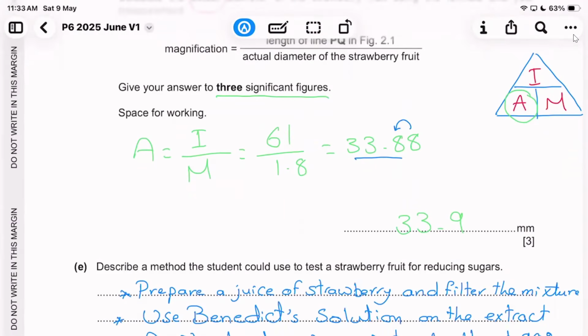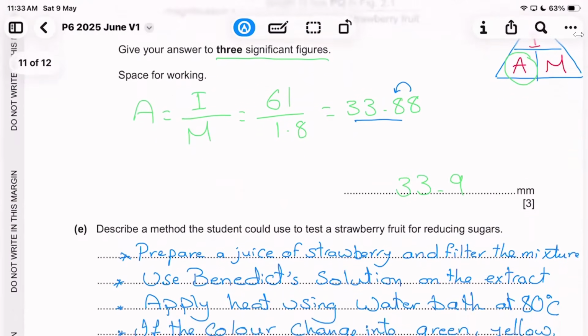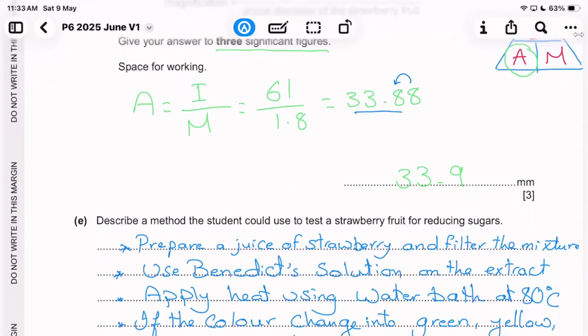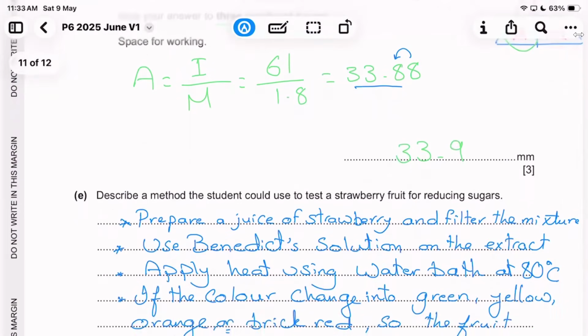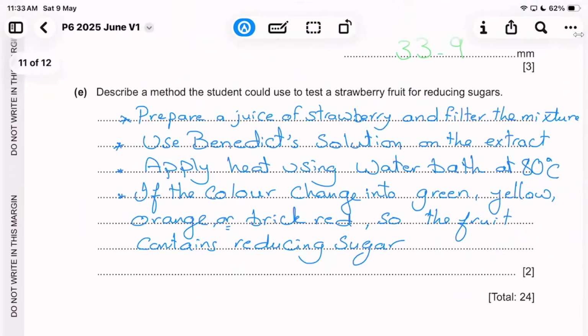We have a condition for the Benedict test. We have to apply heat using a water bath at 80 degrees Celsius so we can see the change in color. The original color of Benedict's solution is blue. If it changes into green, yellow, orange or brick red, then the fruit contains reducing sugar. Sometimes we can do this experiment directly, but in this experiment we have to remove the red color of the strawberry and do it on the extract of the juice.